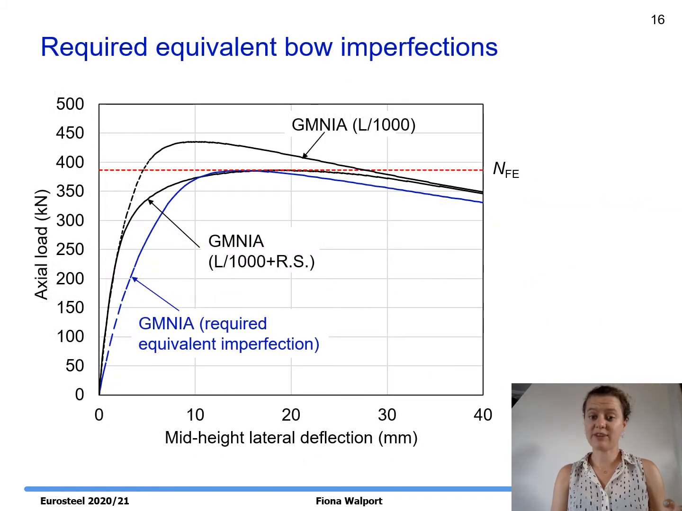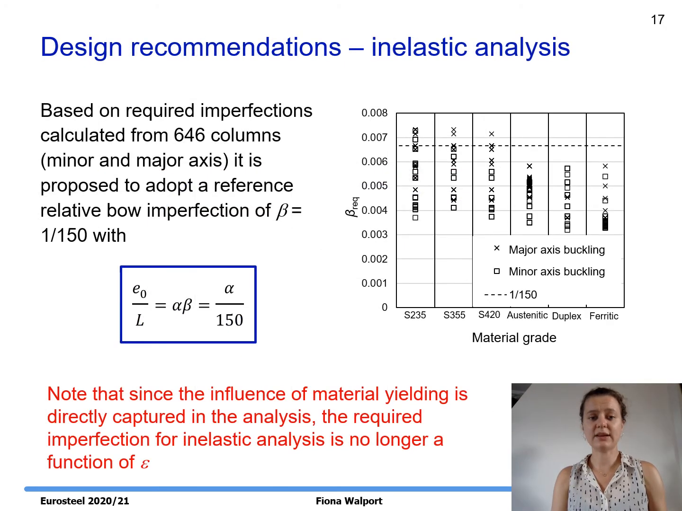So equivalent bow imperfection amplitudes for use in design by inelastic analysis were derived by iteratively calculating the imperfection to give the same capacity prediction as the benchmark results from the GM and IA with L over 1,000 and residual stresses. The study considered hot rolled steel, cold formed steel and stainless steel, as well as a selection of I sections and hollow sections. Based on these calculated required imperfections, a reference relative bow imperfection beta of 1 over 150 has been proposed for all design cases.